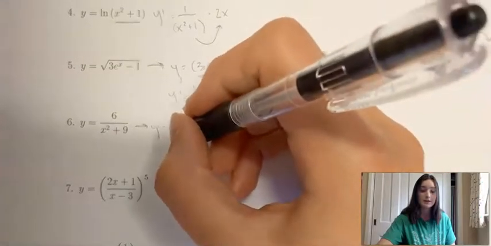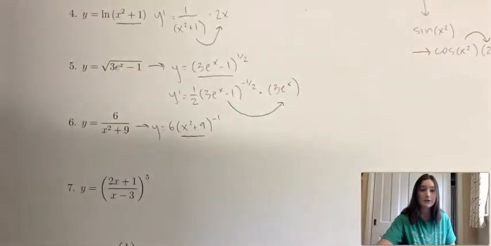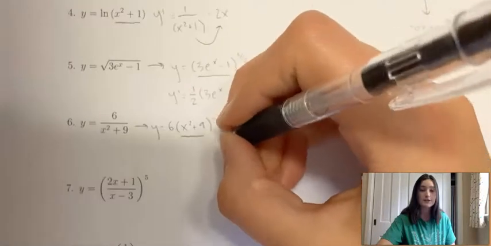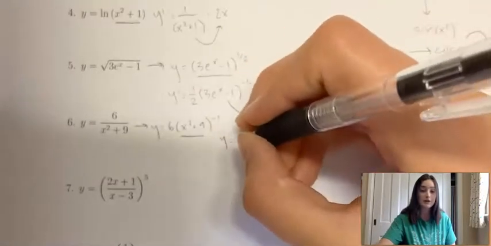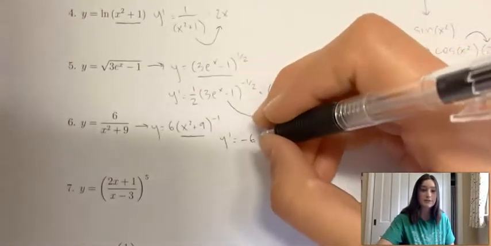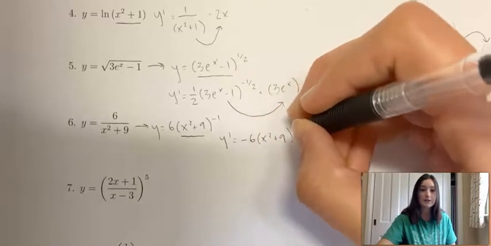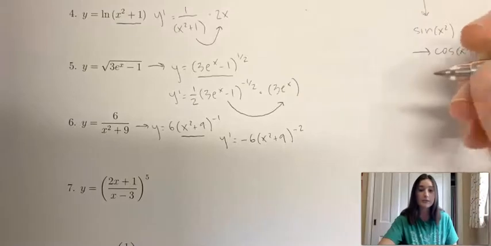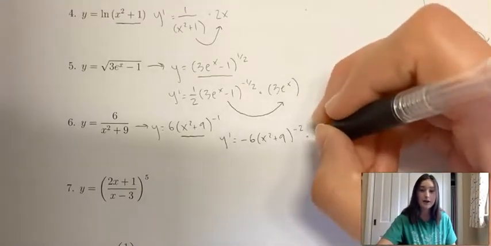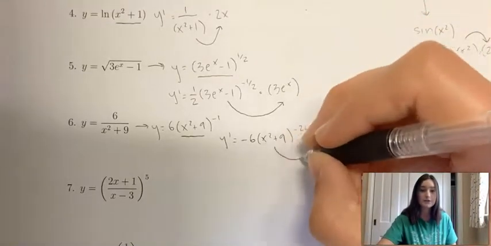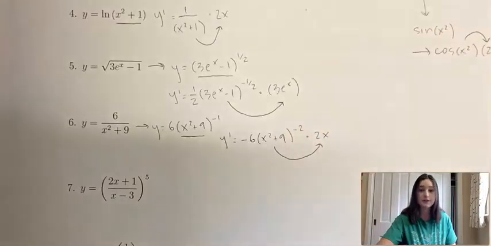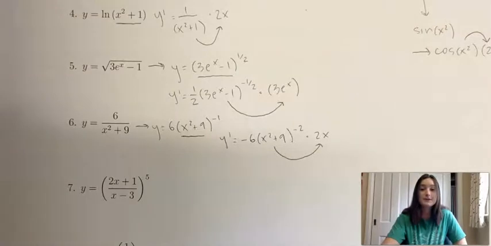This is going to be y prime equals, we're going to start with negative 6, taking that exponent and multiplying by the coefficient, times the g of x, x squared plus 9, and then to the negative 2, finishing off the power rule. And then we're going to multiply all of that by g prime of x, which is the derivative of x squared plus 9, and that's 2x. Okay, those were some good basic examples of chain rule.